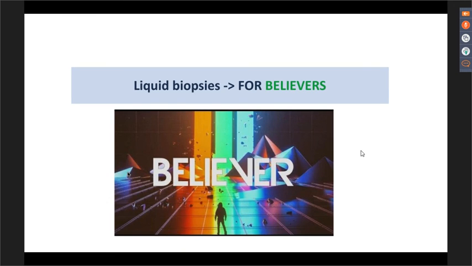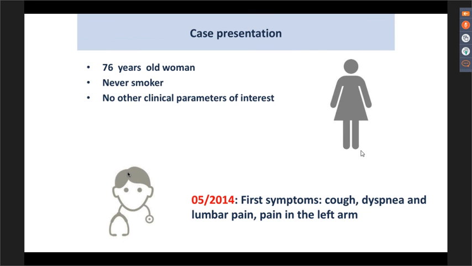And in my case, I am a liquid biopsy believer, and I am going to show you one case of one patient that was treated in our oncology department. This was a 76-year-old woman. She was never a smoker and had no other clinical or pathological signs of interest.